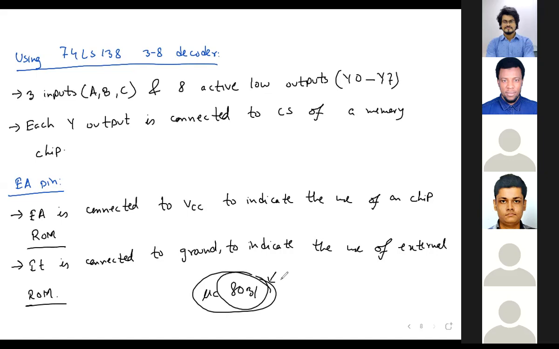Similarly, if the ROM gets wasted in your 8051, then your 8051 becomes like an 8031, so you need to use an external ROM. How can we use the external ROM? We need to make sure that the EA pin is connected to ground. Whenever this pin is connected to ground, the microcontroller automatically understands that there is an external ROM connected, so it will fetch the program code from the external ROM. All right, now let's move on.